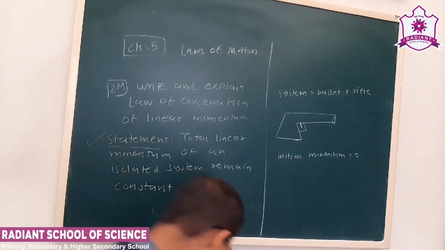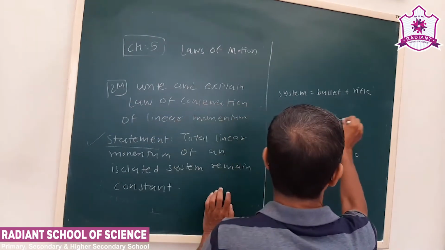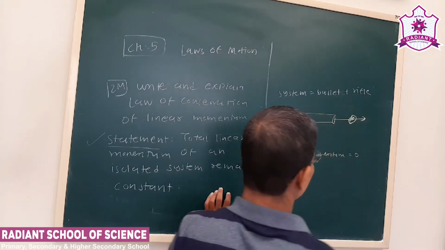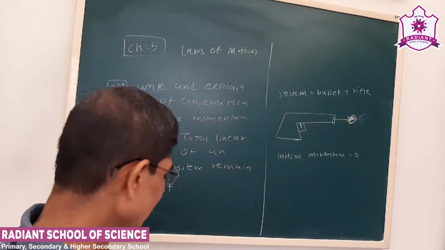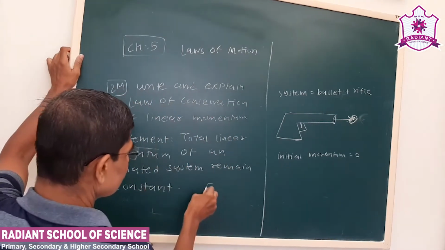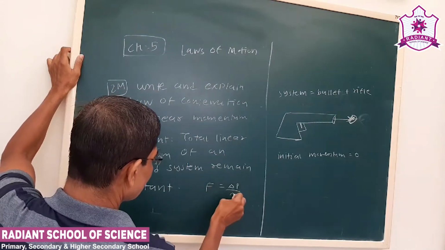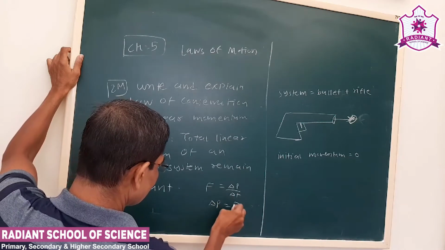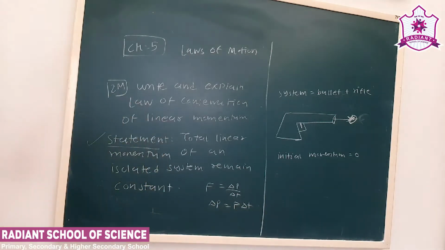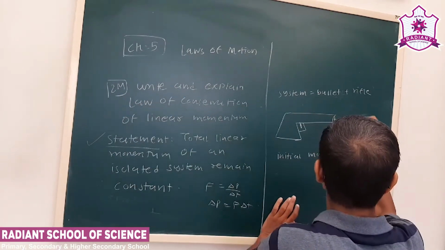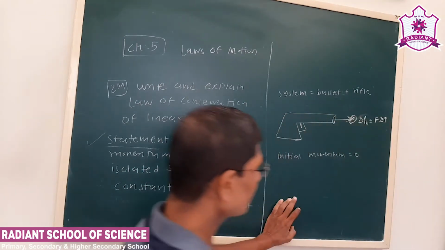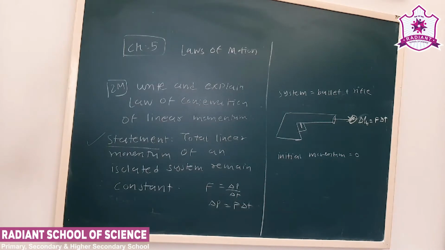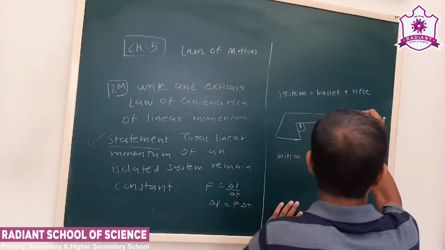Okay, now when the bullet is fired like this, what is the force acting? F is equal to delta P by delta T. So what is the change in momentum? That is delta PB. So delta PB is F into delta T.